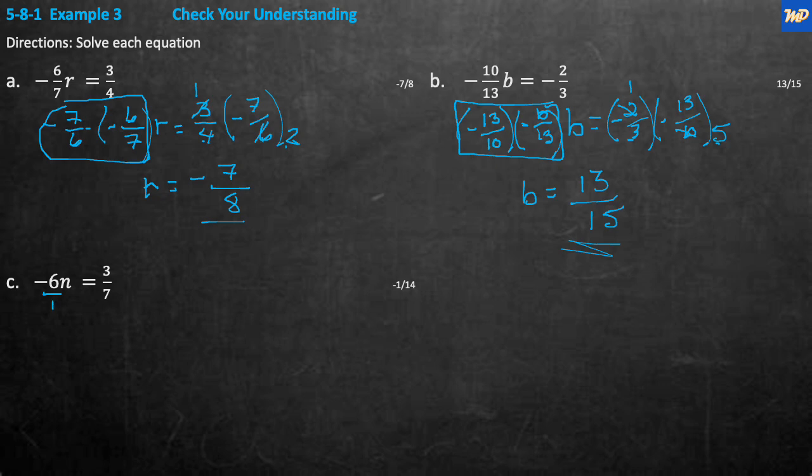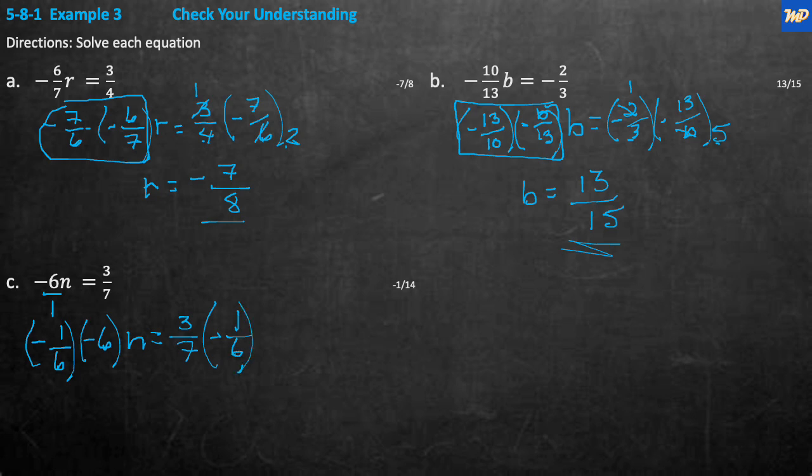This is over 1, right? 6 over 1 is the same as 6. So negative 6 over 1 times n is still negative 6n, same answer. So the reciprocal is 1 over 6. So I'm going to say negative 1 over 6, because that's the reciprocal, times negative 6n is equal to 3/7 times negative 1 over 6.